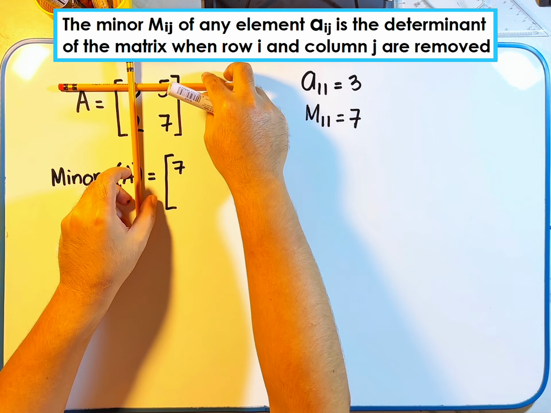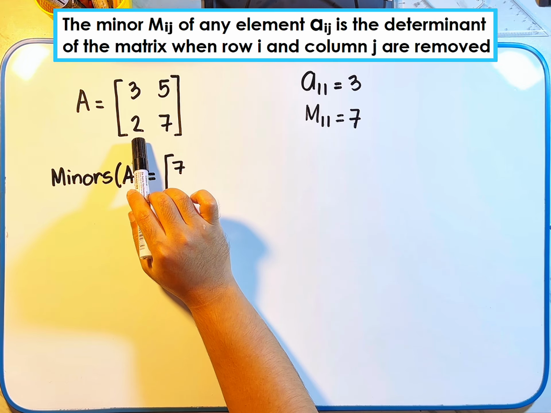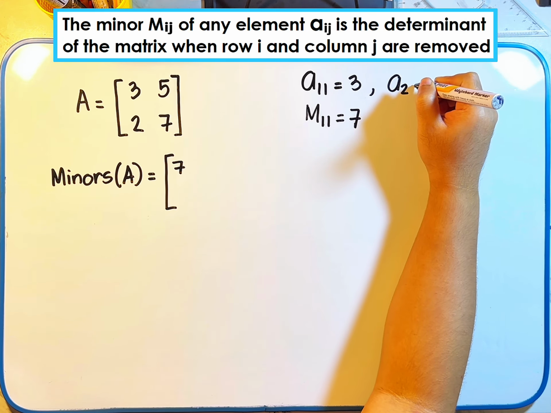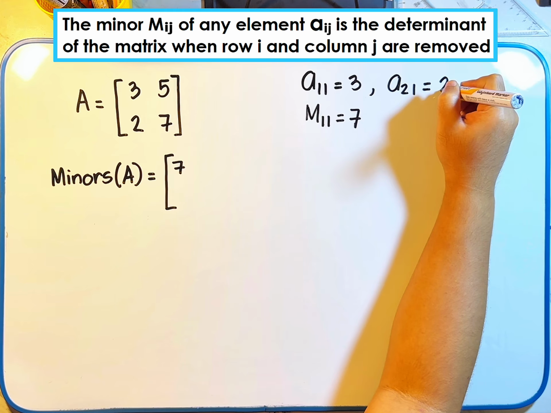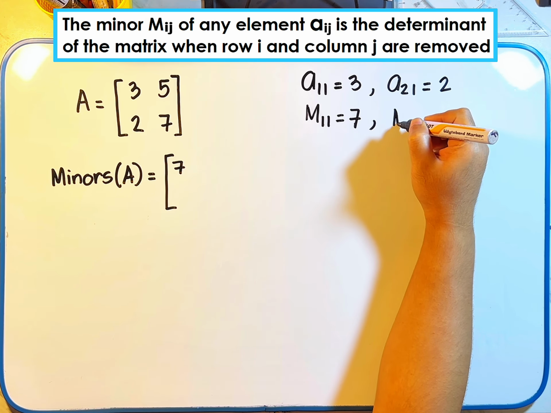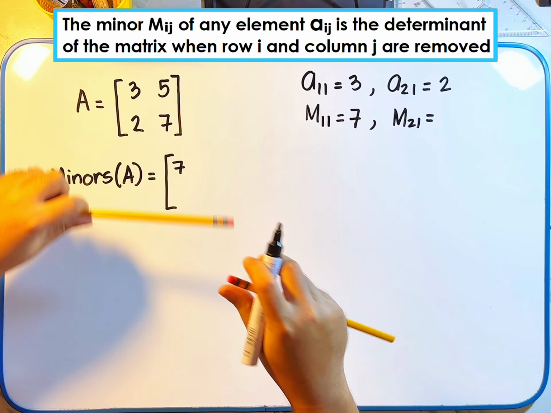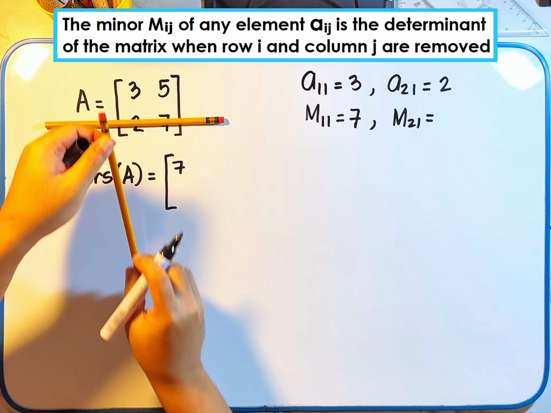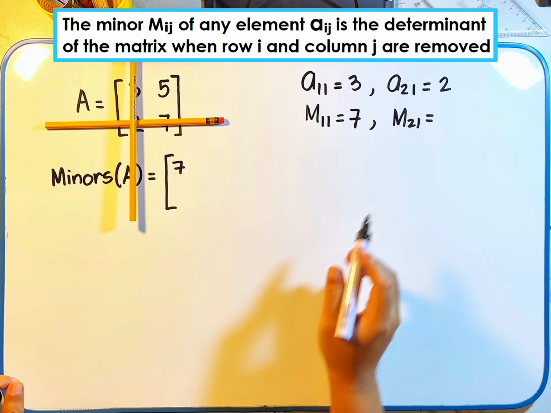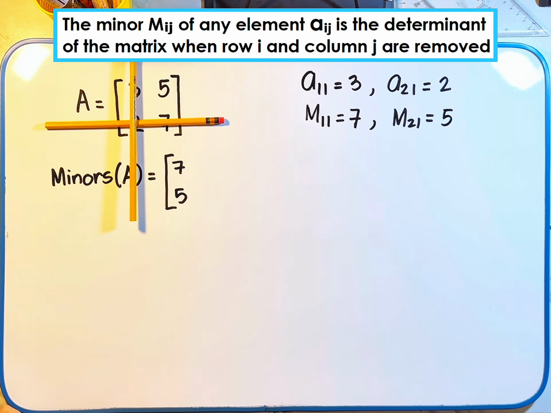Next. How about this element over here? This element is in the second row, first column. So we can say that element is A21, and that is equal to 2. The element in the second row, first column. And the corresponding minor, M21, is equal to, so let's block the second row, and let's block the first column. The remaining value is 5. So we will replace this by 5 right here. That's how it works.